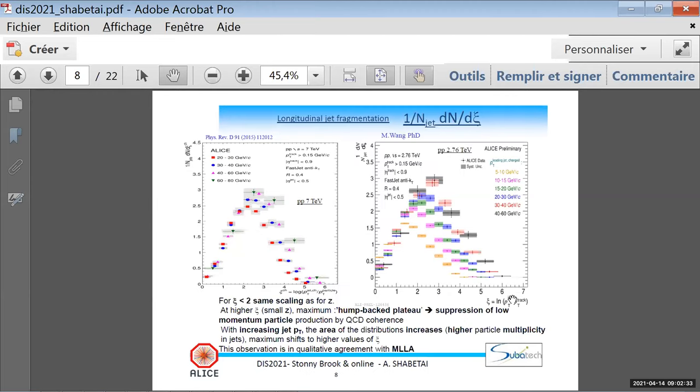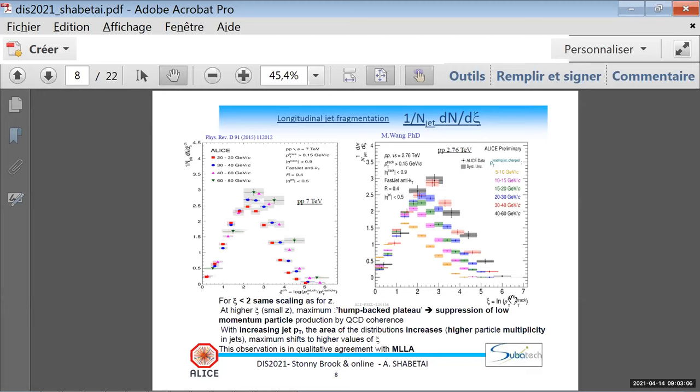Then you can also plot the data as a function of a new variable, which is called xi, which is log of 1 over z. And you get this nice curve with a plateau shape. And for xi less than 0.2, you get the same behavior as the one I was discussing for the scaling. And then if you go to higher xi, you see you have a plateau and you get a decreasing curve at the end for higher xi. So you get a depletion of low momentum particles.